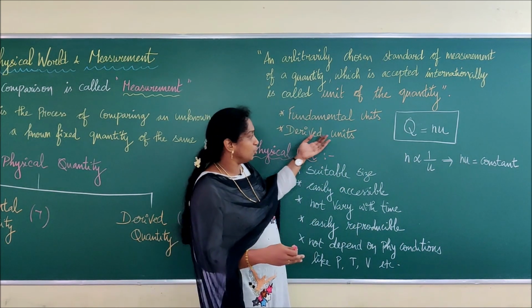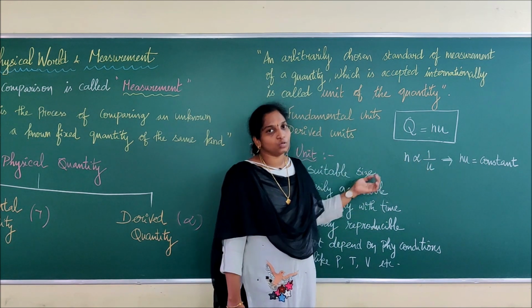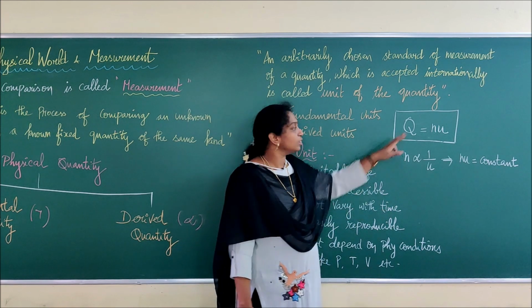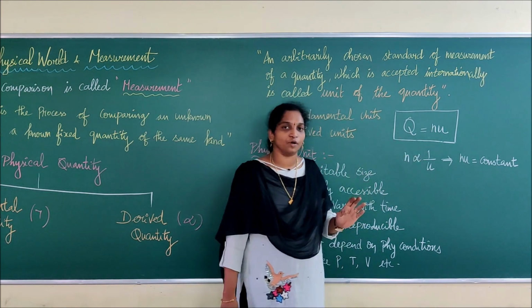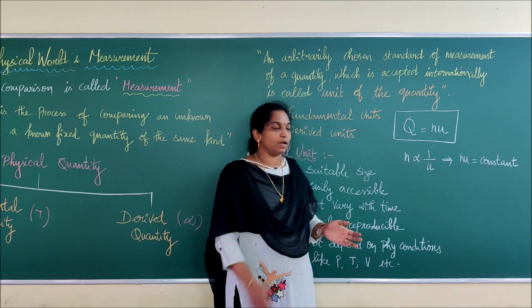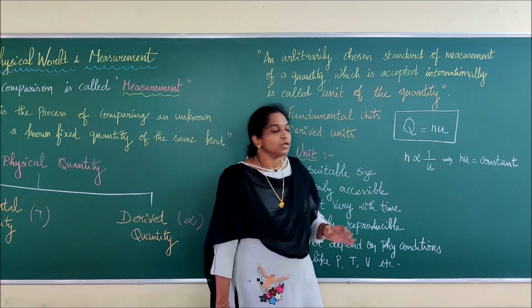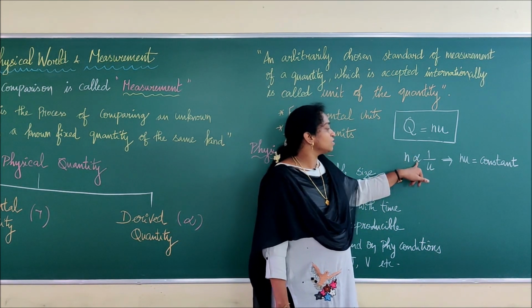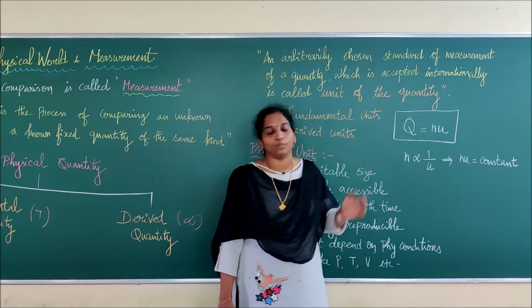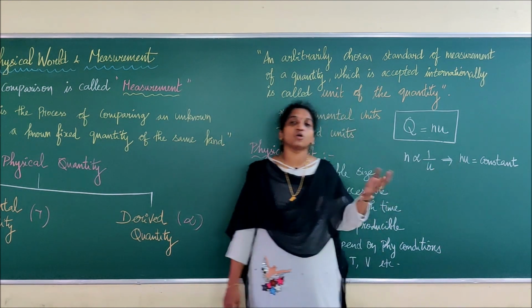With the help of the fundamental units, we derive other units, and we call those derived units. We represent it by Q = nU. What does Q stand for? Q is a known fixed quantity, that is, a physical quantity. n stands for the magnitude of the physical quantity, or a number, and U is the unit in which it is expressed. So we can say that n is inversely proportional to U. That means the numerical value is inversely proportional to the size of the unit. Then we can say that nU remains constant.